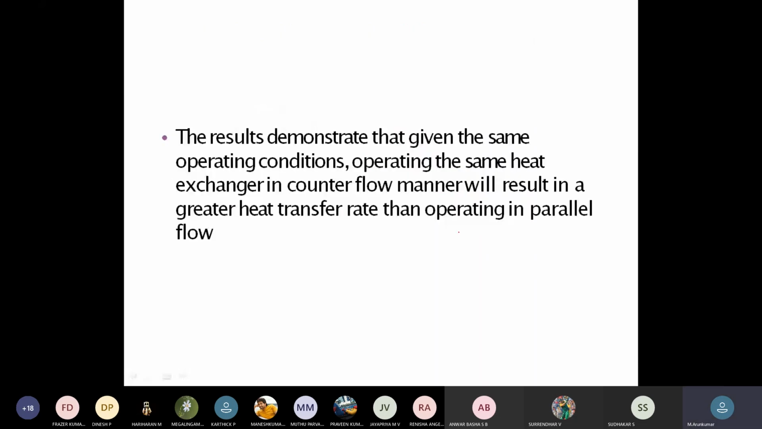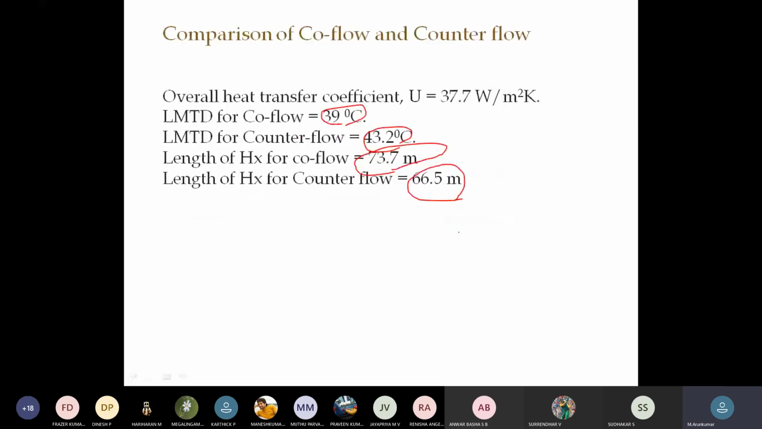Right. So the results demonstrate that, given the same operating conditions, operating the same heat exchanger in a counterflow manner will result in a greater heat transfer rate than operating in parallel flow. If you compare, the same will be seen: the counterflow is more effective.